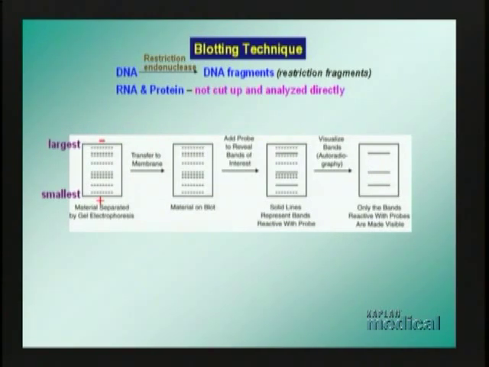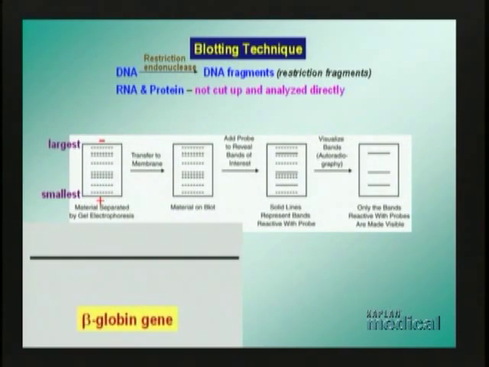Now at the bottom of this figure, again, I'm just going to talk about another issue here. Let's assume this horizontal line represents the beta globin gene. And again, this is a gene which is part of a very long chromosome. What chromosome number is not important here. But this is the beta globin gene, which is a part of a very long chromosome.